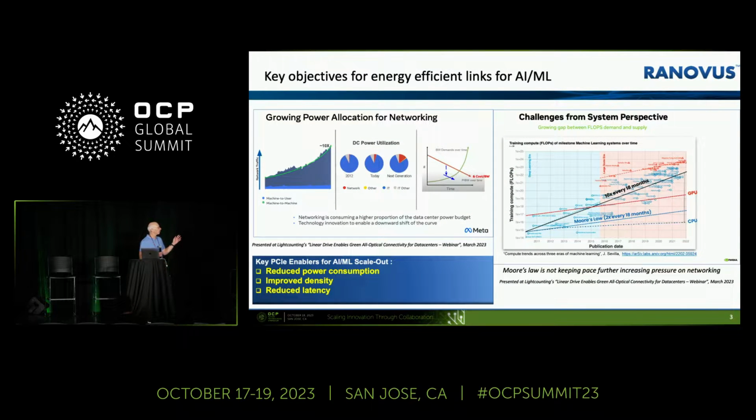So anyway, these charts you've seen before, but I think the key thing is the takeaways here, in yellow. What these trends are doing is pushing us towards reduced power consumption, improved density, and reduced latency. And you'll see that as we go through this.